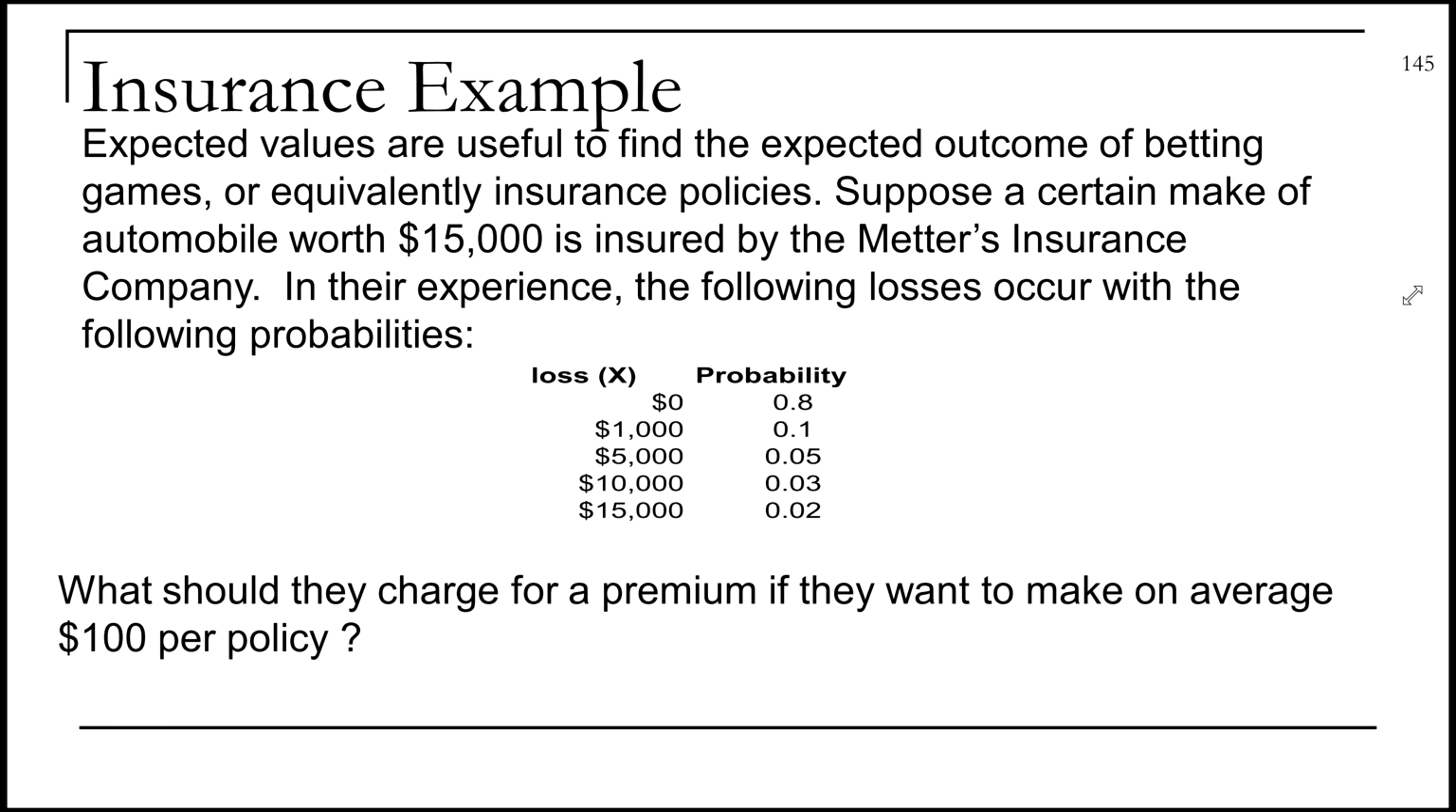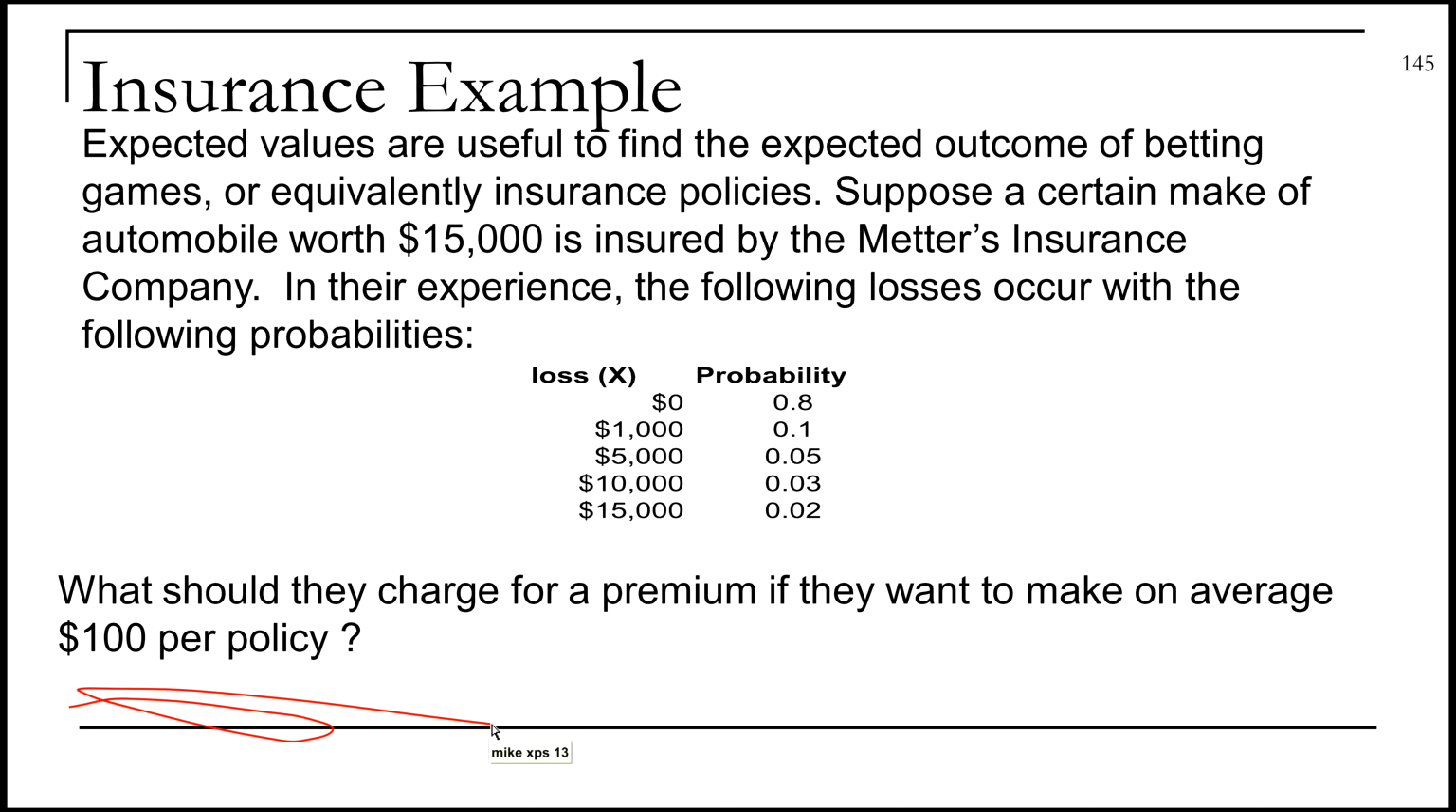As another example, suppose it's insurance. Suppose you're working for an insurance company, and these are your probabilities of losses on writing a policy. There's an 80% chance that you're going to pay out nothing, a 10% chance you're going to pay out $1,000, a 5% chance you're going to pay out $5,000, a 3% chance you're going to pay out $10,000, and a 2% chance you're going to pay out $15,000. What should they charge if they want to make on average $100 per policy?